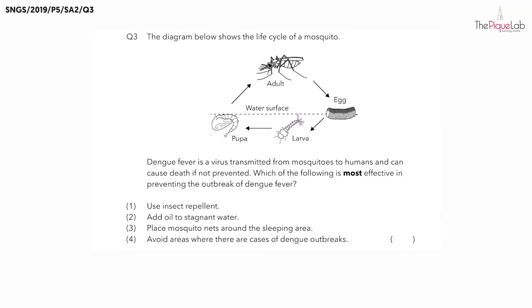Question 3. The diagram below shows the life cycle of a mosquito. Dengue fever is a virus transmitted from mosquitoes to humans and can cause death if not prevented. What is the stage responsible for transmitting the virus? That would be the adult stage, when the adult mosquito bites the human. We are looking for the most effective method in preventing the outbreak of dengue fever.